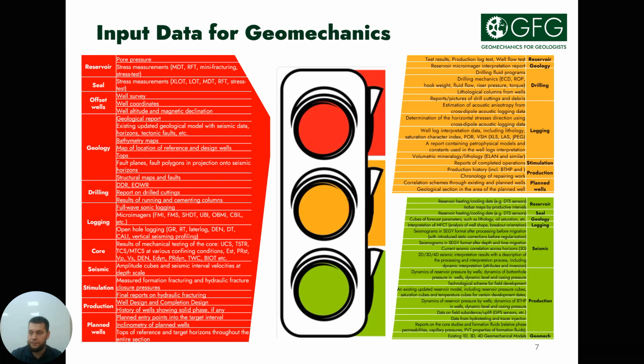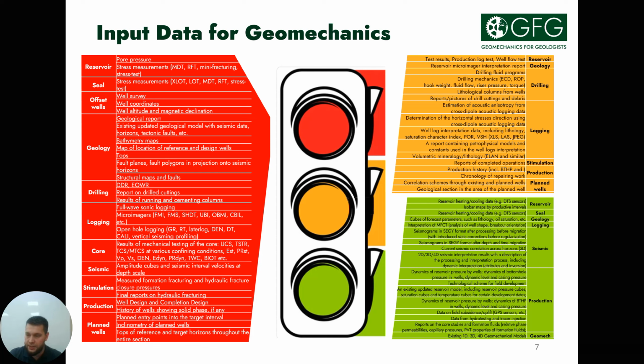The slide shows the main initial data for building geomechanical models, and priorities are highlighted in colors. The most necessary data are shown in red, without which the geomechanical model will be incomplete or incorrect. In the yellow zone, recommended data that can be used to significantly improve the geomechanical model. Accordingly, the optional data is shown as the green zone.